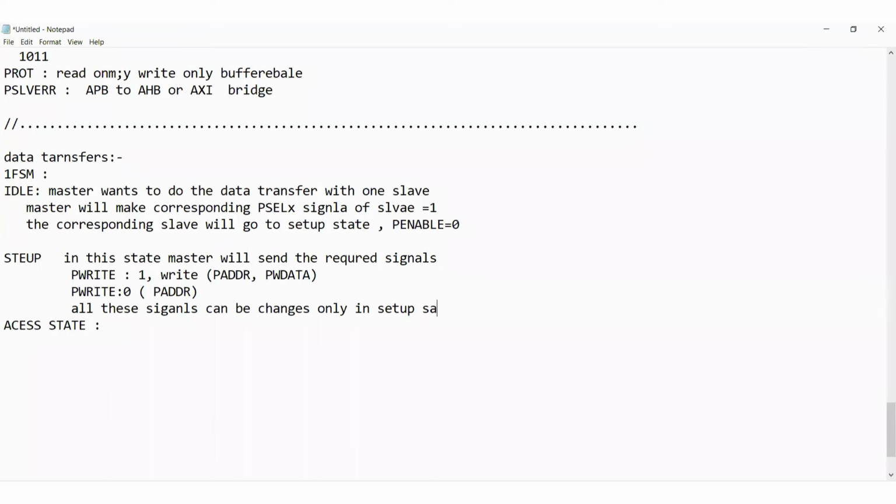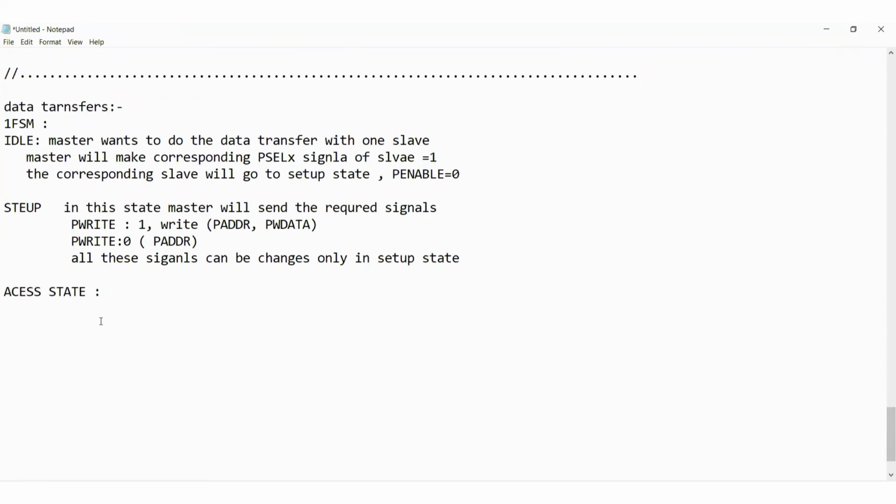In SS state, all those signals should be constant. Okay. So now coming to SS state, here also your P select X is equal to 1 and P enable equal to 0. In idle state, P enable is 0, P select X is also equal to 0. When master makes P select X equal to 1, slave will go to setup state. So in the setup state only, P select X is equal to 1. In idle state, it is 0.